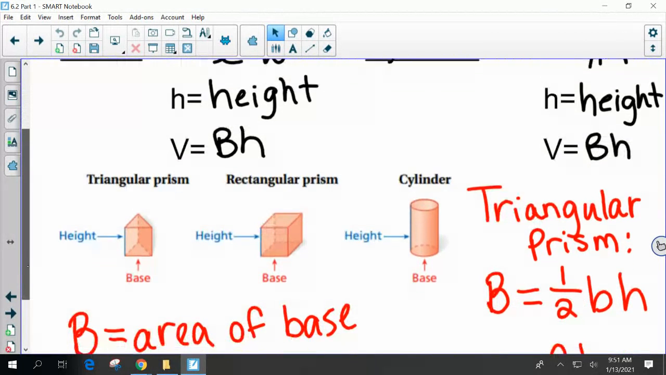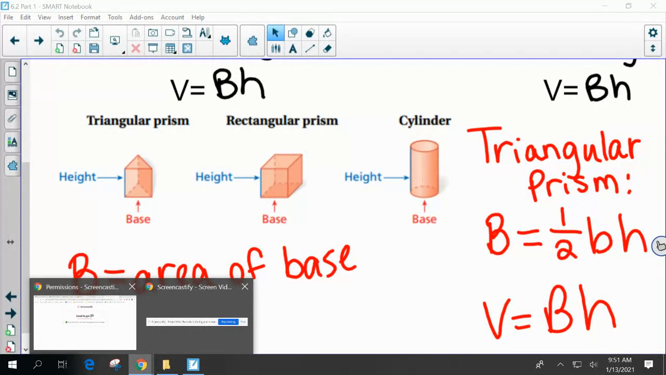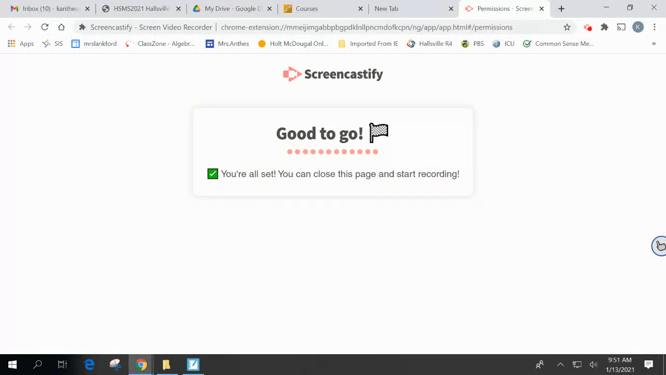And then you have one more to add there. So a triangular prism, which would be like, if you think of it like the roof of a house or something as a triangular prism. Capital B, which is the area of the base, is the same thing as the area of a triangle. So 1/2 base times height. And then the volume would be capital B times the height. So pause your video and write these down.